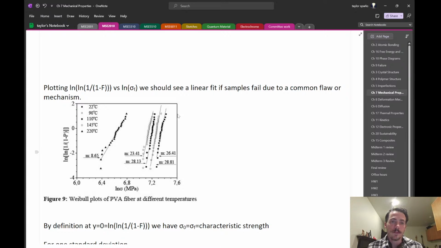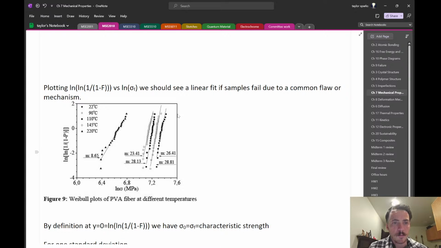In this class, we only will do the Weibull equation. You can see in this data set, they've got 5 different temperatures, and the slope for the first 4 is kind of constant, pretty much, right? You see the Weibull modulus is 23, 28, 28, 26. It's pretty constant. It's not changing very much.